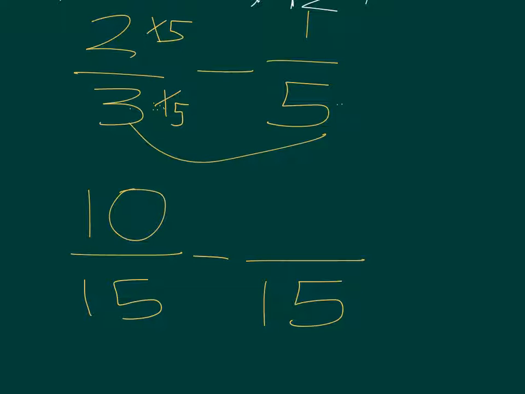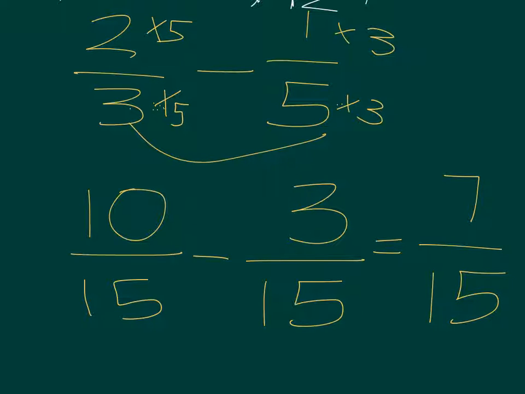Now, what did I do to this 5 to make it 15? I times it by 3. So I have to times that by 3. 1 times 3 is 3. Now I've got 10 take away 3 gives me 7. Same denominator. Can't do anything to those two. So that is my answer. I want you to go ahead and try those for me, okay?